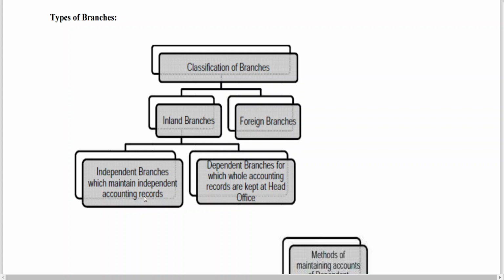Now in the meanwhile, even with independent branches, there are some frequent transactions which take place between head office and branch. Those transactions are recorded by both branch and head office. Simply put, an independent branch is one which maintains independent accounting records. So the goods will be sent by head office to branch. Previously, when goods were sent by head office to branch, we haven't seen any entry in the books of branch. But this time you will have an entry in the books of branch also. Clear to all of you?